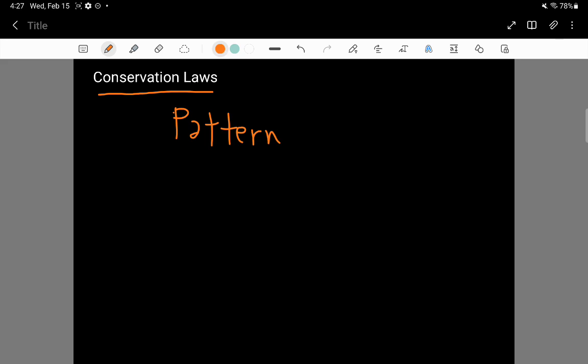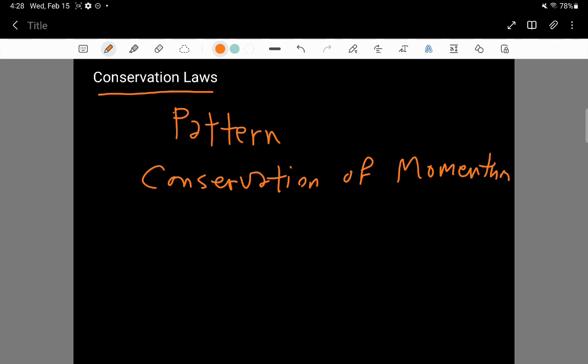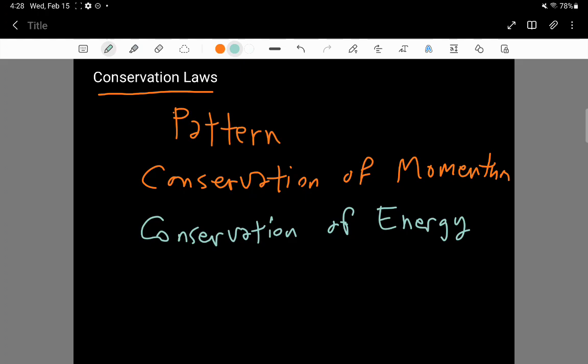You're going to study two really important conservation laws. One of the conservation laws is known as the conservation of momentum. And the other conservation law that you're going to study is called the conservation of energy. So, needless to say, in order to study these conservation laws, you have to know what momentum is, and you also have to know what is energy.